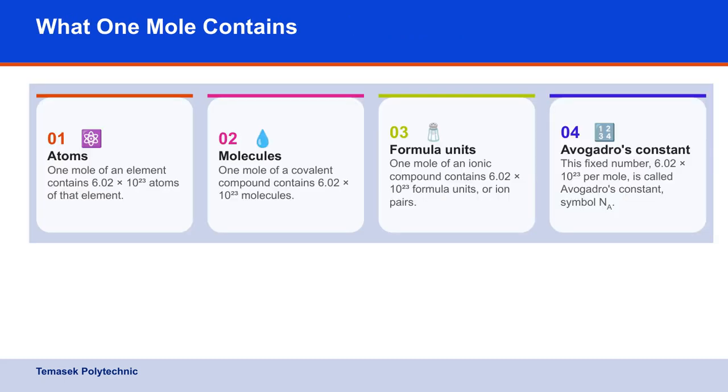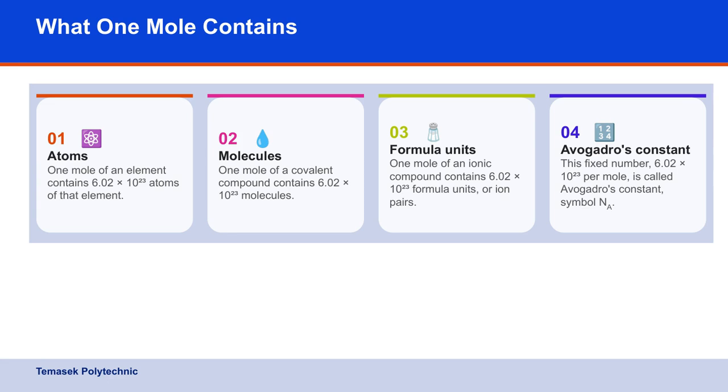Now, 1 mole always contains the same fixed number of particles, and that number is 6.02 times 10 to the power 23. We call this Avogadro's constant, symbol N_A. But here is the important distinction. What counts as a particle depends on the type of substance. For elements, we count atoms. For covalent compounds, like water, we count molecules. For ionic compounds, like sodium chloride, we count formula units, which are ion pairs.